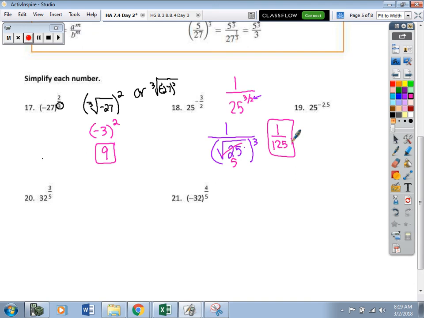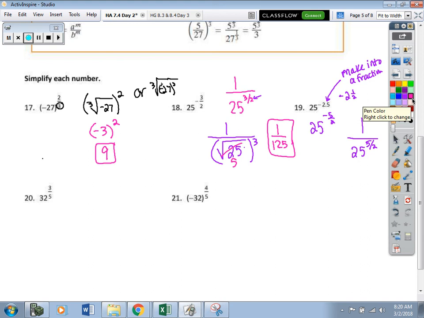Now the next one has a decimal. Remember, if you see a decimal, you just need to make this a fraction. So negative 2.5 would be negative 2 1/2, which will be negative 5/2. Move that to the denominator then. So we'll have 1 over 25 to the positive 5/2 power.